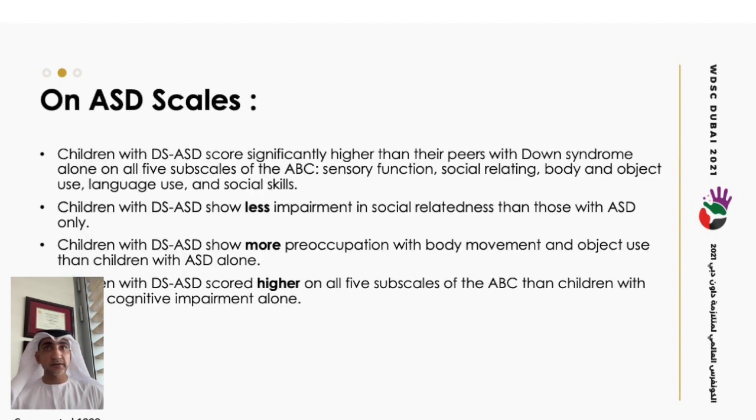And in the next slide, we see that on autism-related or behavioral scales, such as the Aberrant Behavior Checklist, which is an empirically developed scale designed for measuring psychiatric symptoms and behavioral disturbances in children with intellectual difficulties, children who have both conditions, Down syndrome and autism spectrum disorder, were shown to have higher levels of preoccupation with body movements and object use, and less impairment in social relatedness, and they scored higher on all 5 subscales of the Aberrant Behavior Checklist compared to children with severe cognitive impairments alone.